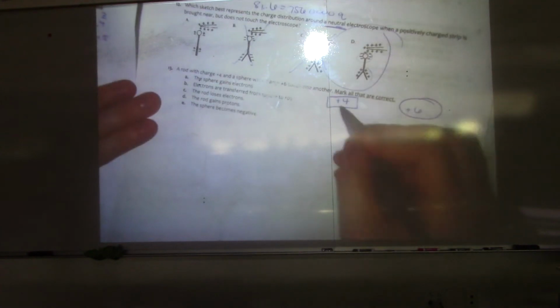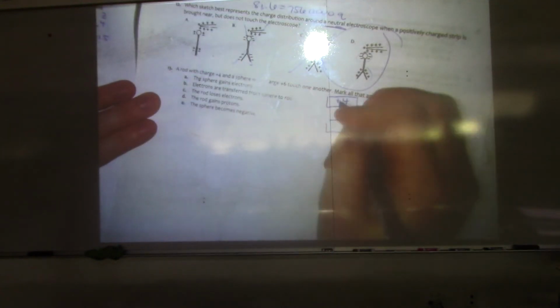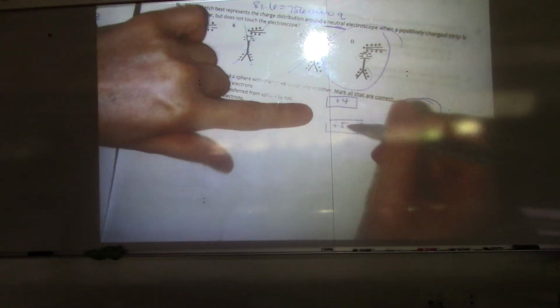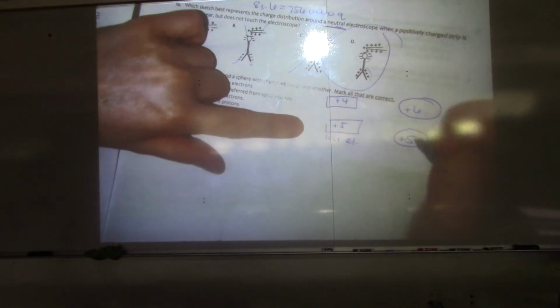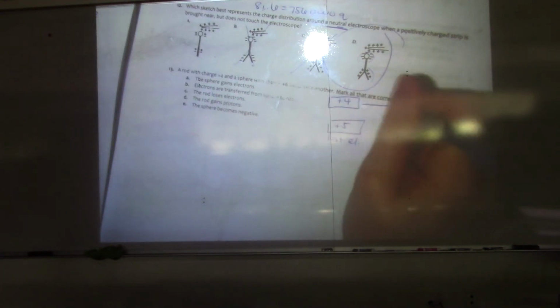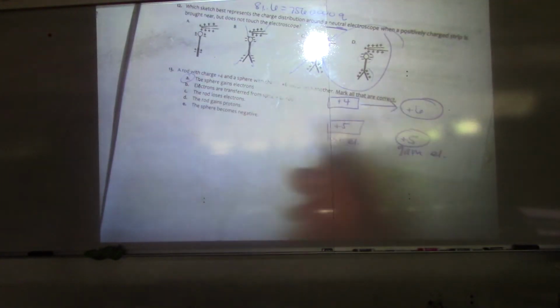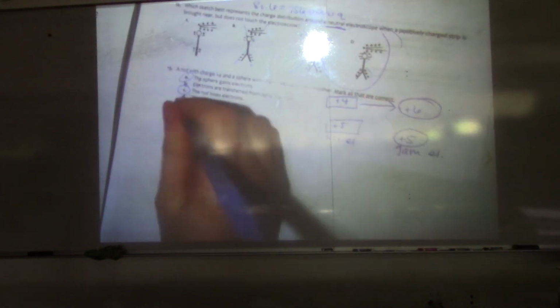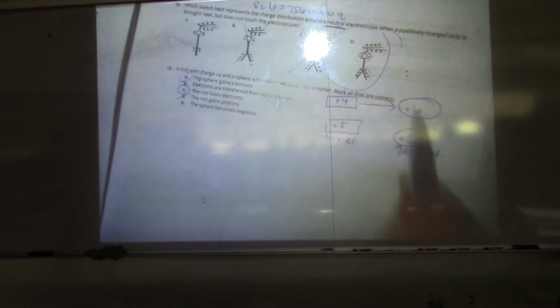+4, +6, this is a rod, this is a sphere. When they touch, afterwards, they will share the charge, so that's a total of 10, so they each have 5. You'll see that this one became more positive than before, that means it lost electrons. This one must have gained electrons. So that means they're going this way, lose, gain. The sphere gains electrons, yes. From the sphere to the rod, no. Rod loses, yes. Protons, no. And the sphere becomes negative, no. We gain 1 electron, so it's not as positive as before, but it's not negative.